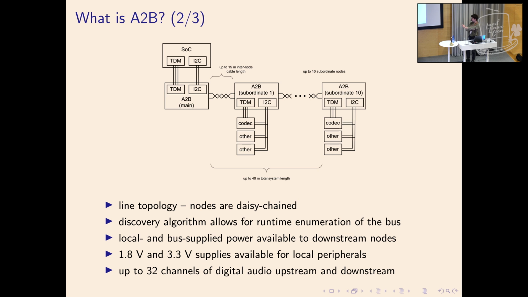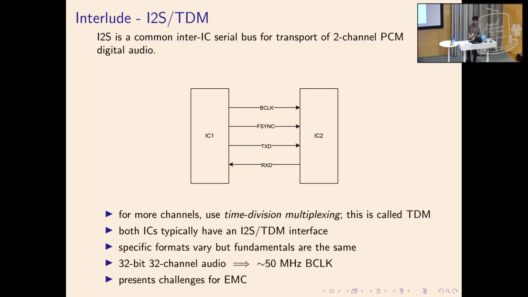It's also cool because you have bus power as well, so you don't even need to remotely power these downstream sections of your hardware. You can just source 1.8 or 3.3 volts from the A2B transceiver itself. I think you get 300 milliamps or something like that. And you get up to 32 channels of digital audio, which I think is also super.